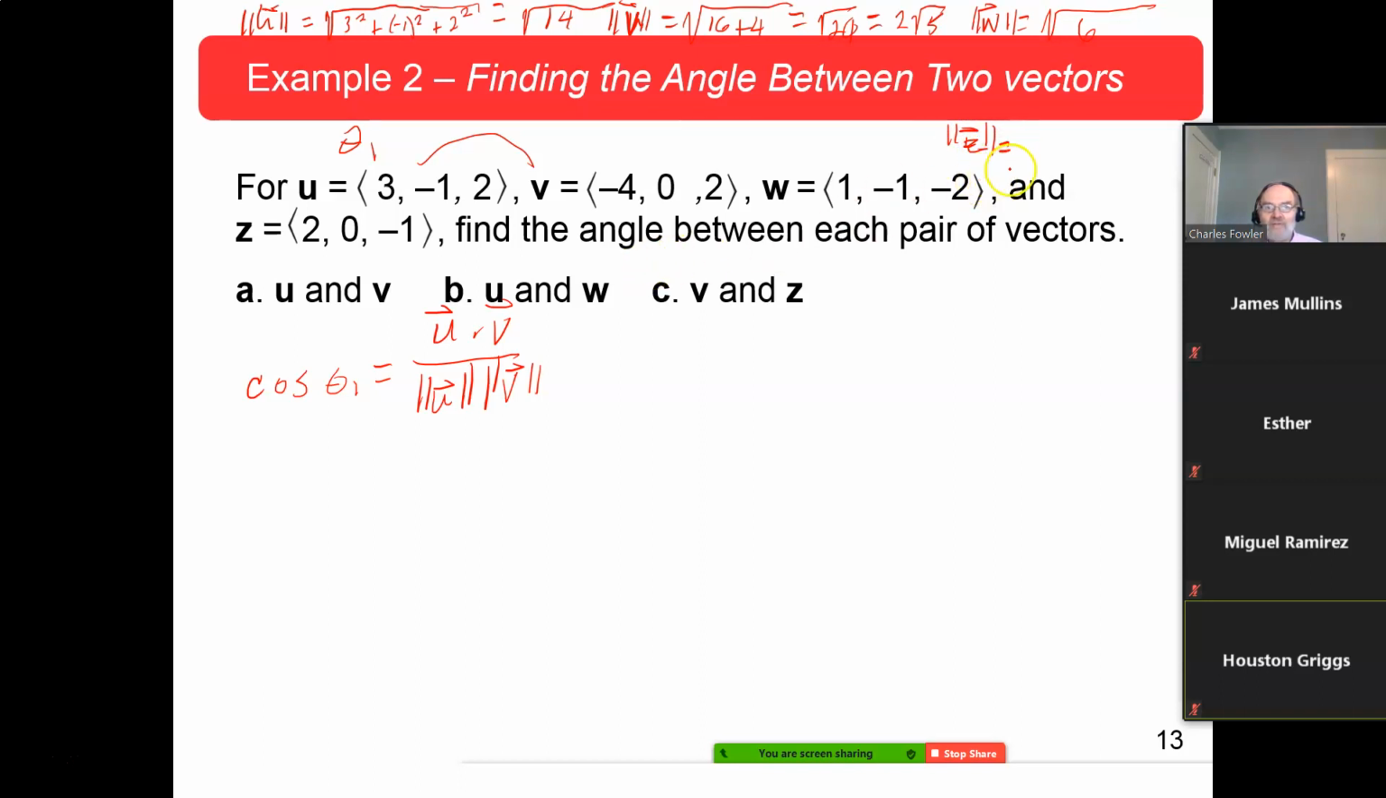That would be the square root of 4 plus 1, which is 5. Okay, so there's our magnitude, so we don't have to worry about those anymore. Now let's do the dot product of U and V. Does anyone remember how you do the dot product?